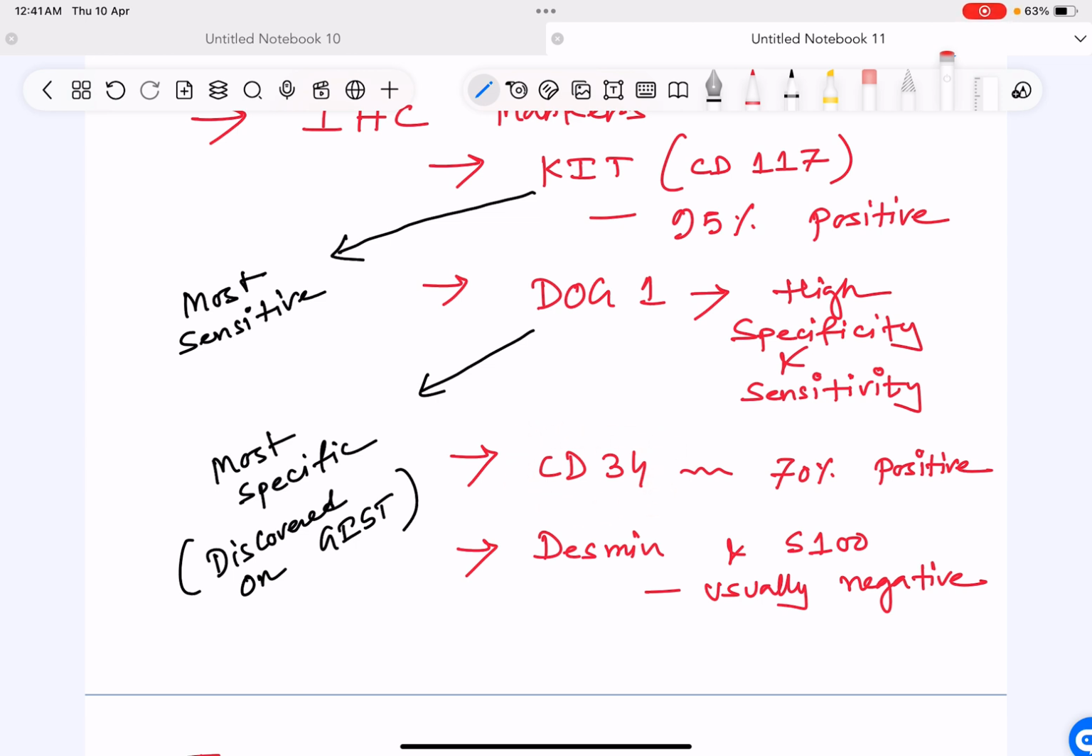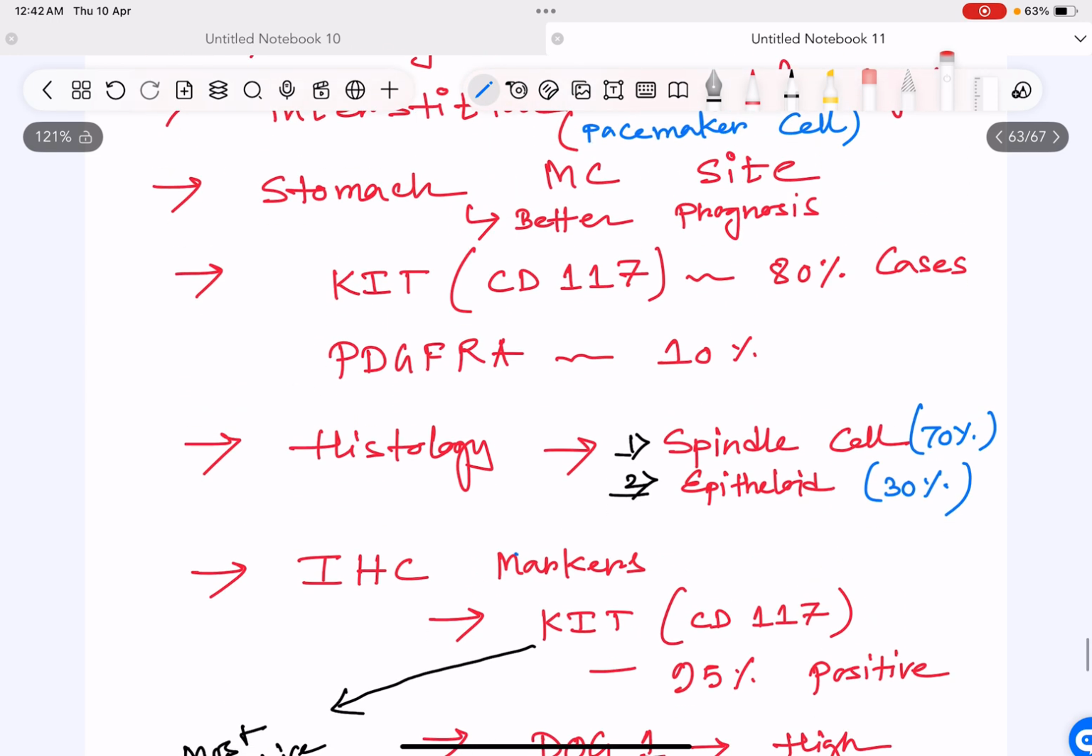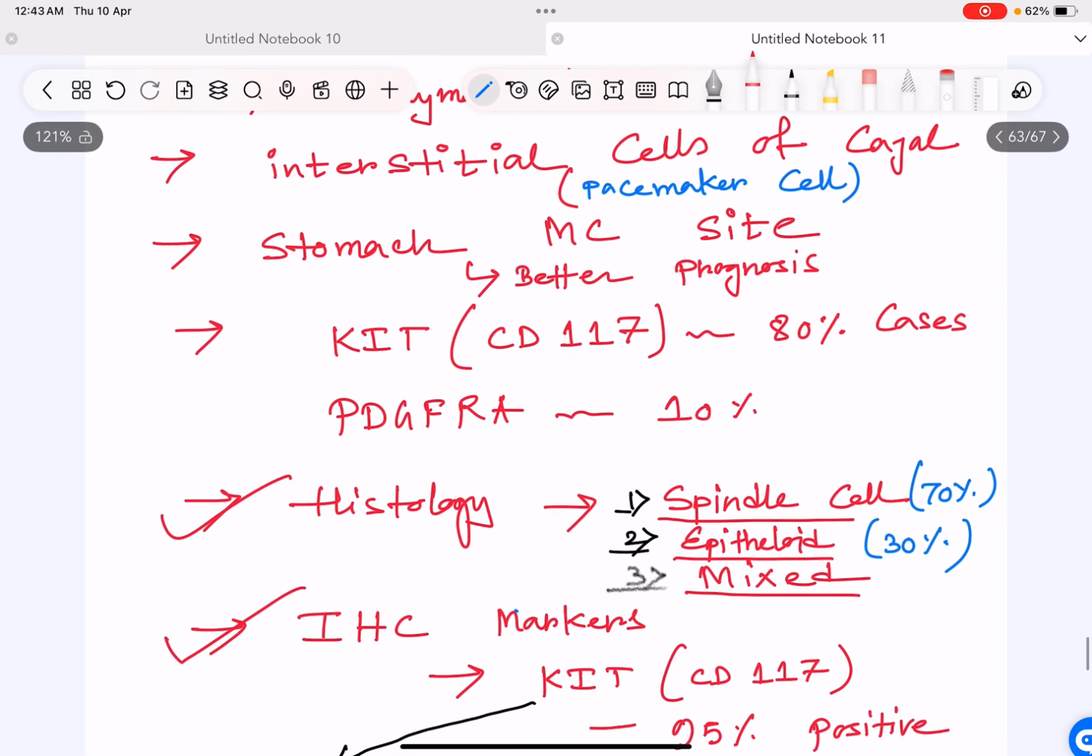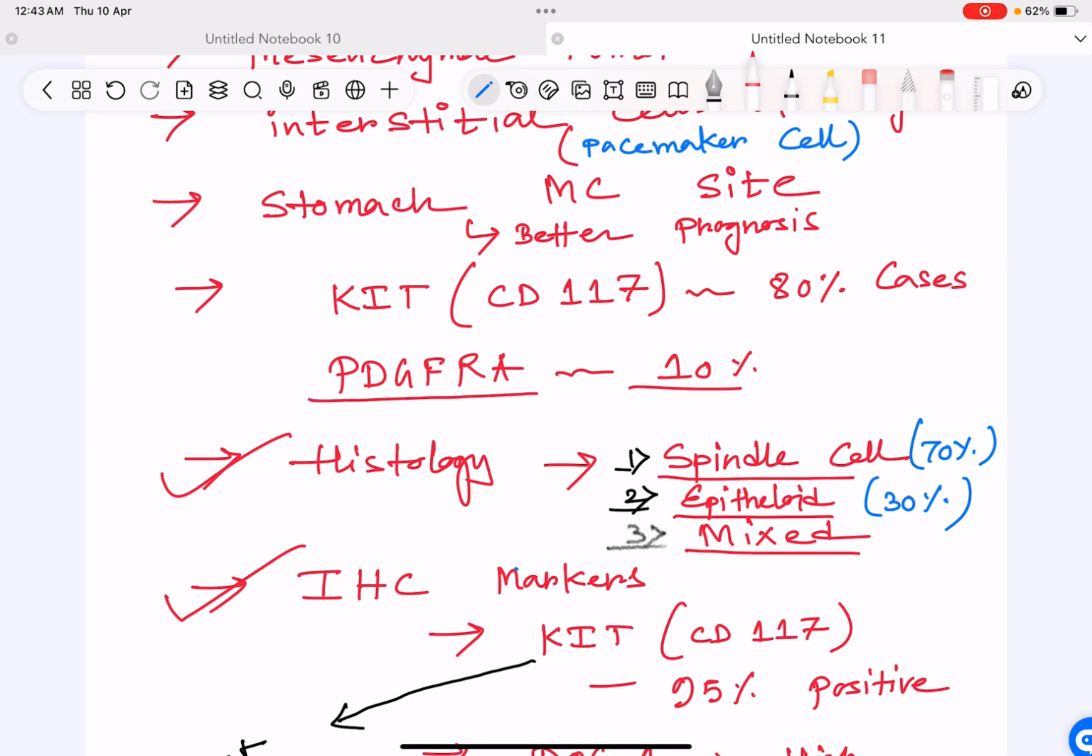Now CD34 is mostly positive in vascular tumors like hemangioma, angiosarcomas. CD34 is positive in vascular tumors, but sometimes it is positive in GIST. Now if we see the histology, mostly we have spindle cell variety, sometimes it is epithelioid variety, and sometimes it is mixed variety. So spindle is most common, followed by epithelioid, followed by mixed. So histology is clear, immunohistochemistry is clear. Sometimes PDGFRA mutation is also seen as a marker.